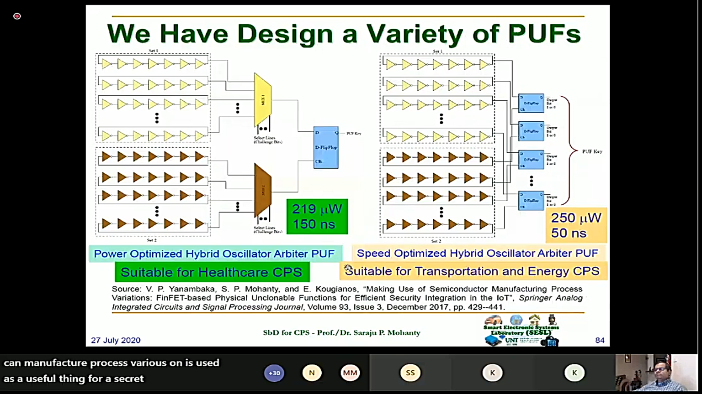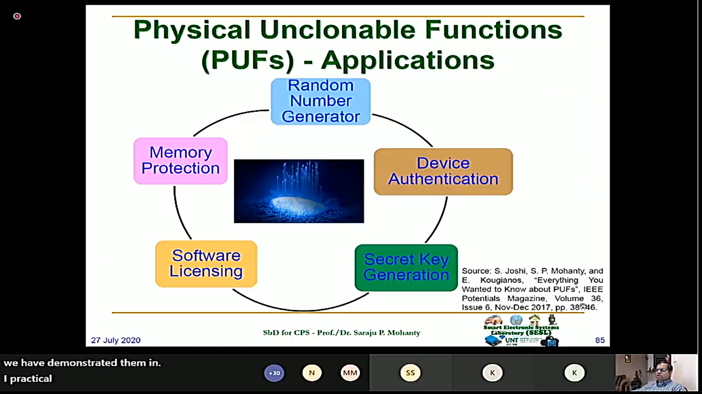That's the idea here. Any topology can be considered; there is a tons of variety of PUFs. These are ring oscillator based PUFs that we designed, and we have very good results. What is important is the power overhead and speed. You can see here microwatts of power and nanosecond speed that we have seen, and they are very suitable for transportation CPS or healthcare CPS, and we have demonstrated them in practical applications already.